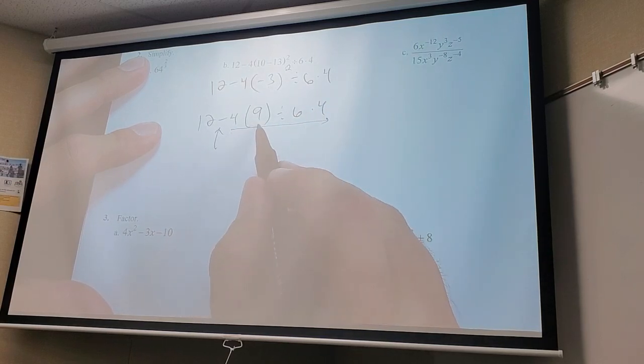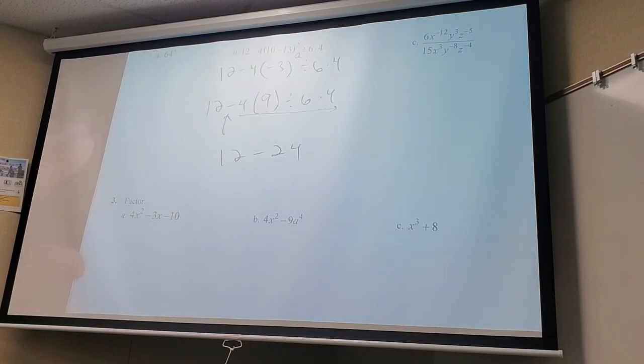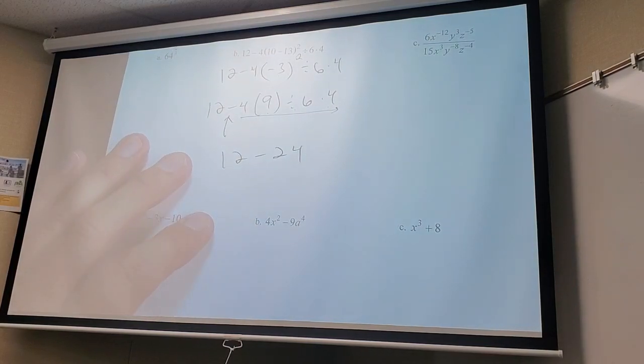What's 4 times 9 divided by 6? 6 times 4. Now it's 24, because it went through the whole thing. Do the multiplication and division as it comes. And what's 12 minus 24? Negative 12.